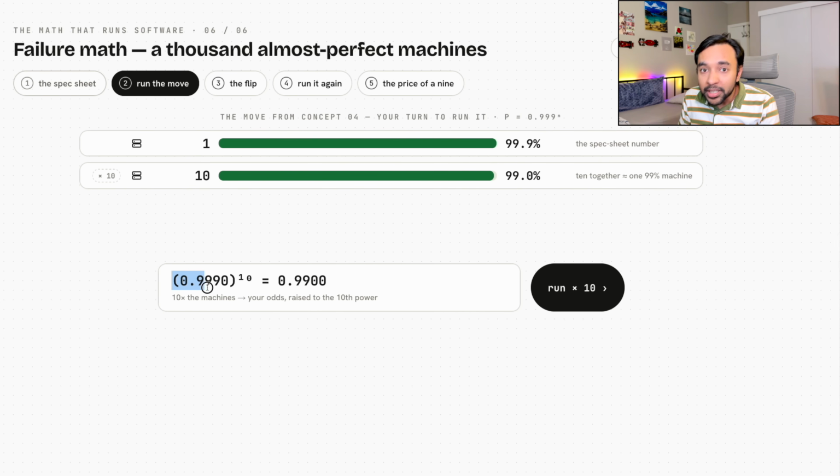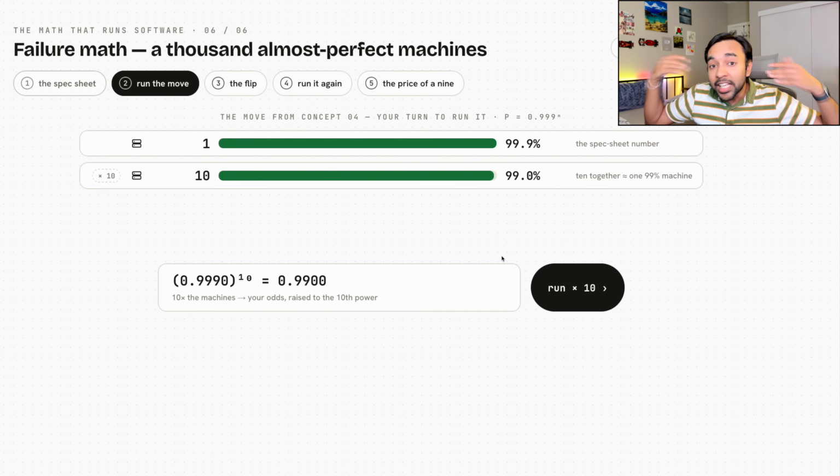You will take the percentage uptime and raise it to the power of 10. So suddenly your availability has now reduced from 99.9% to 99.0%. It is very interesting if you think about it. Just by adding more machines, where each machine is 99.9% reliable, you get more chances of failure, correct? Because it becomes very tough that all of your machines are up at the same time.